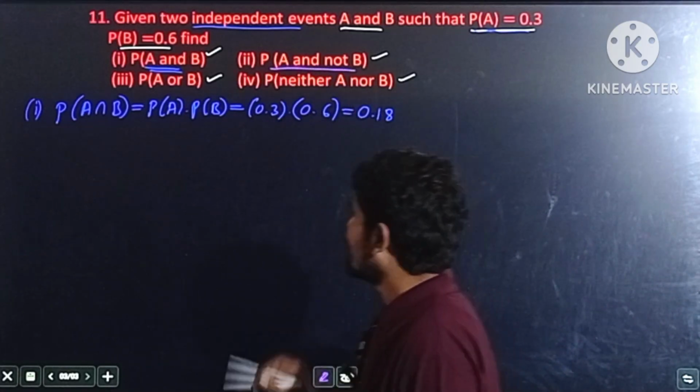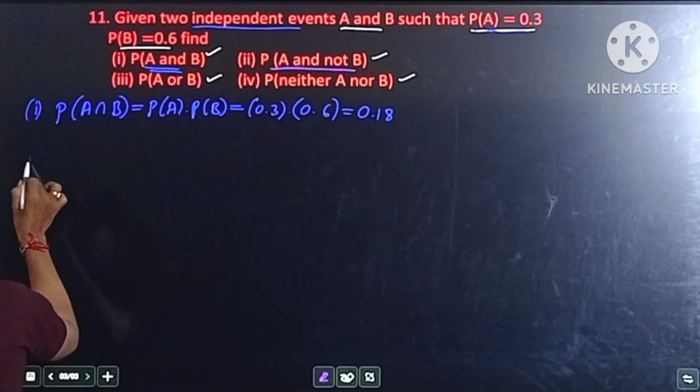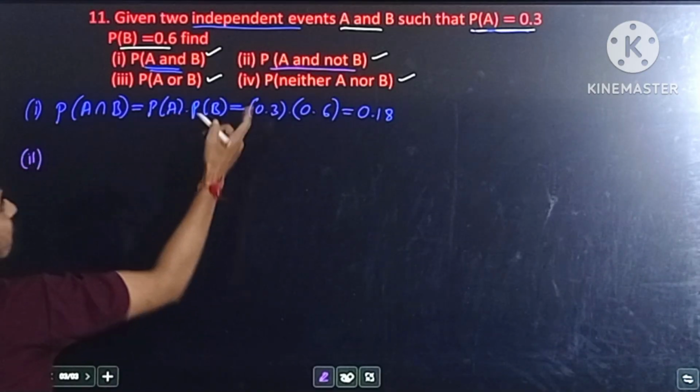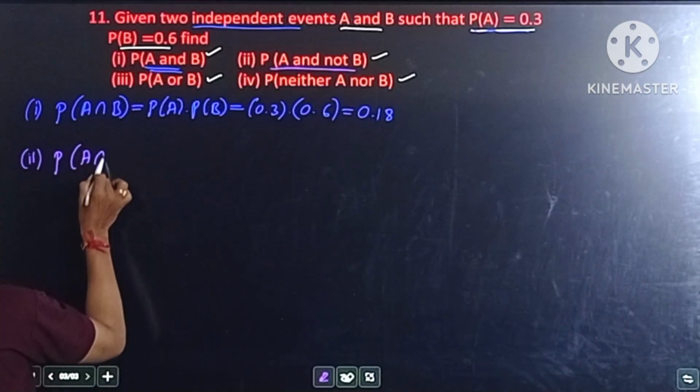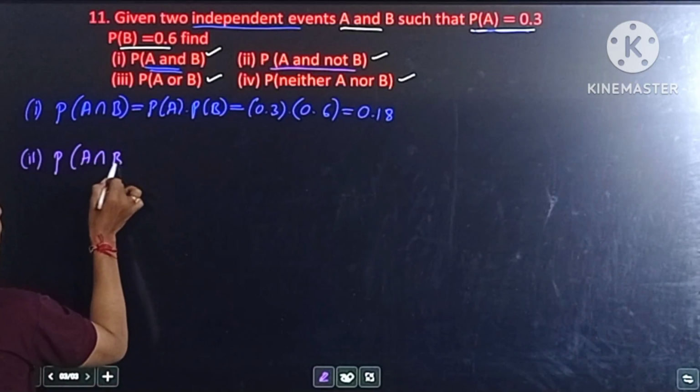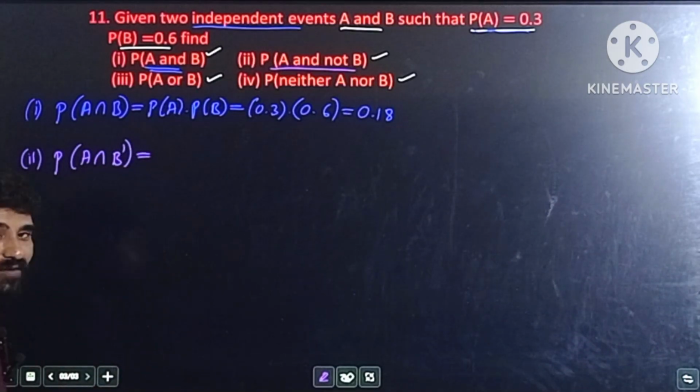And we need to identify the value of probability of A and not B. Now what? Second question: probability of A and not B, meaning A intersection B'. I hope all of you are understanding.